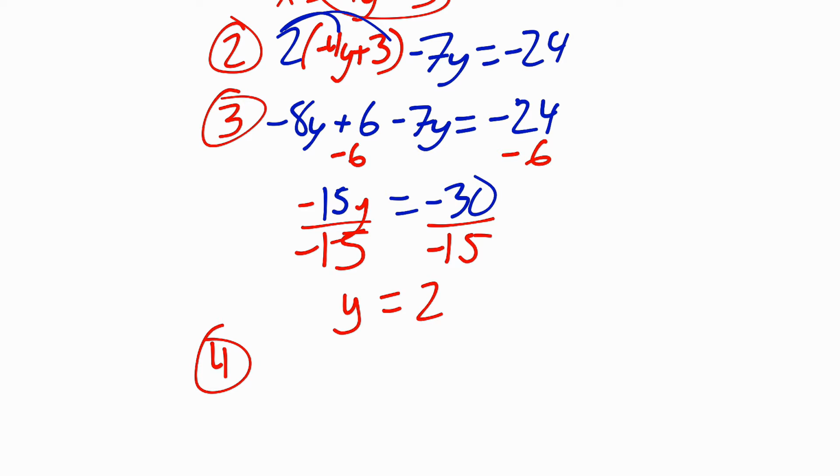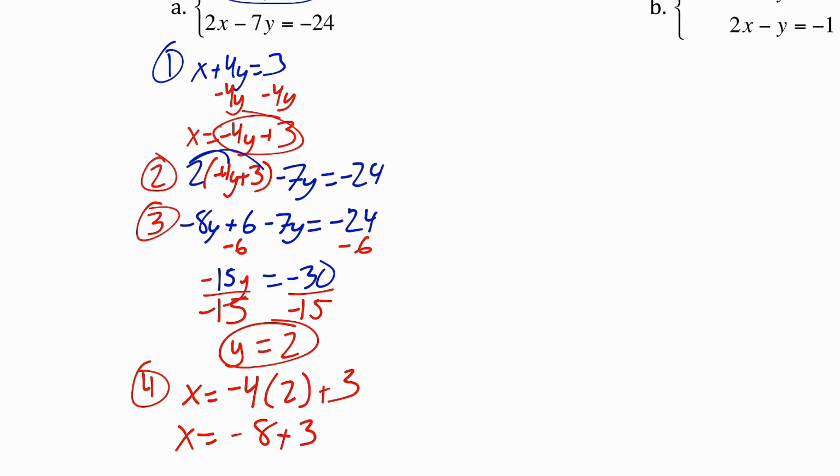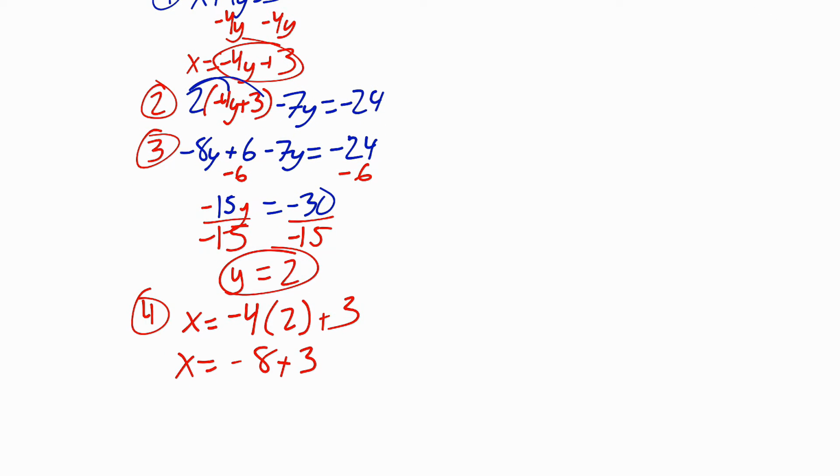Now, what we're going to do is we're going to go back and plug it back into the equation we had in part 1, where it was x equals negative 4. Now instead of y, now we know based on what we just got that y equals 2. So we have x equals negative 8 plus 3. Which gives us x equals negative 5. So our solution we have is negative 5 comma 2.